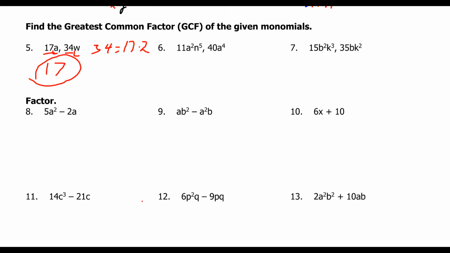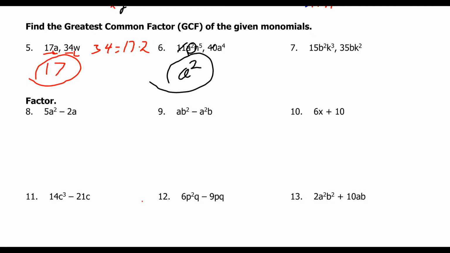Number 6, all right? Now, 11 is prime, all right? And nothing will go, and 11 will not go into 40. The closest thing is 44, but let's see. So there's nothing there really for us to work with. Now, what we're going to look for is the smallest exponent variable, basically. So a squared will be the greatest common factor for that.